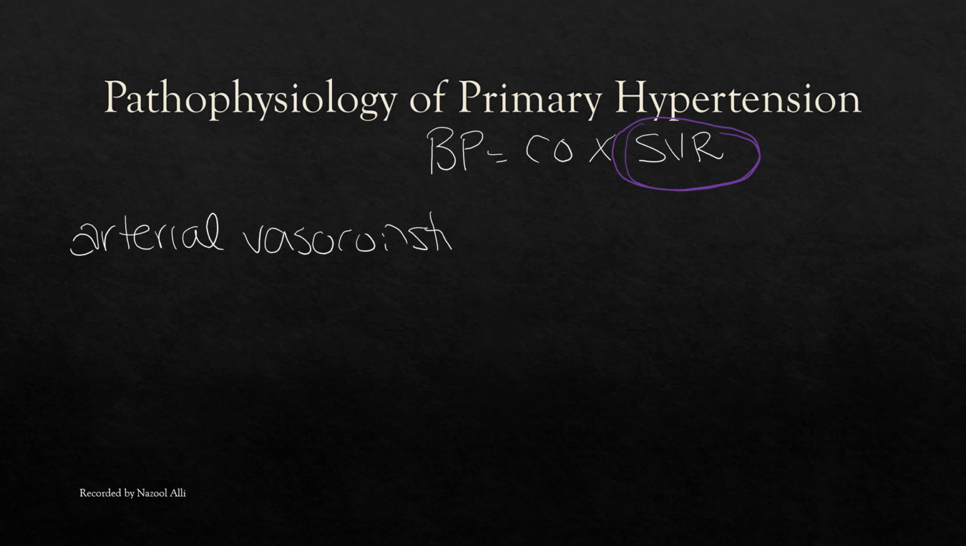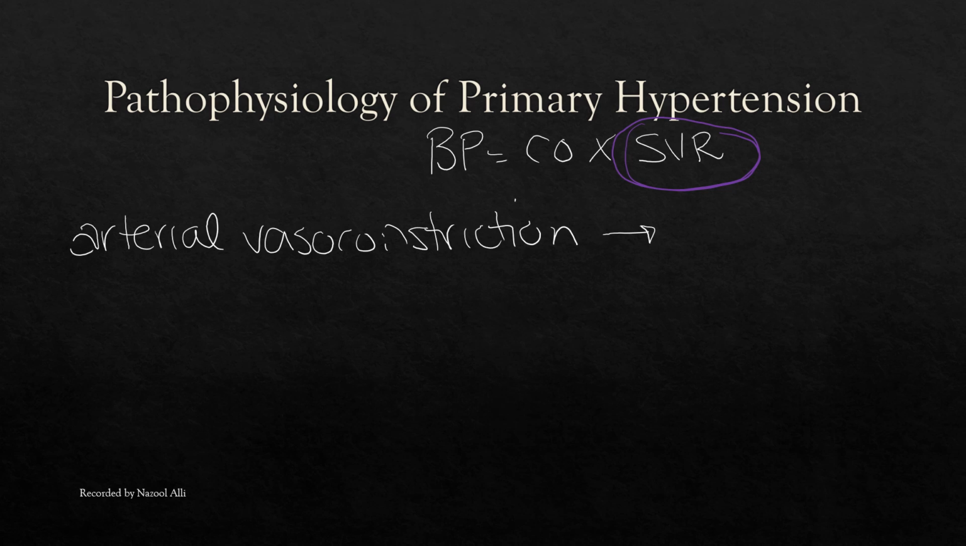So arteries in the body get vasoconstricted. Now again, the exact reason behind that is unclear. Is it because of genetics? Could it be because of ethnicity? Could it be because of those endothelins that we spoke about earlier that research is being conducted on? So the exact reason behind why this arterial vasoconstriction is occurring is unclear.